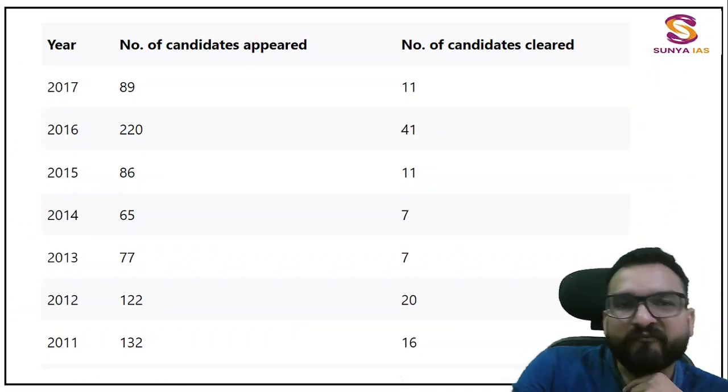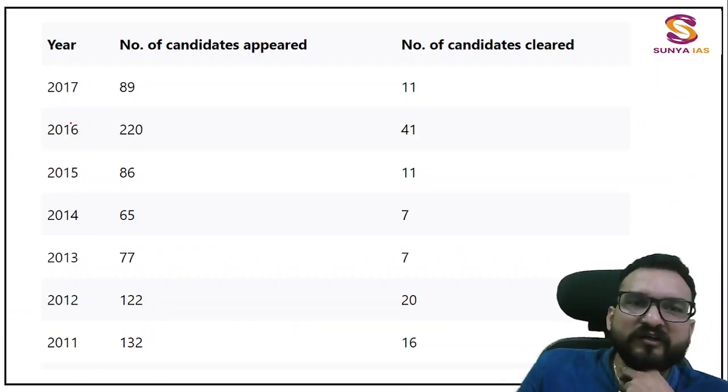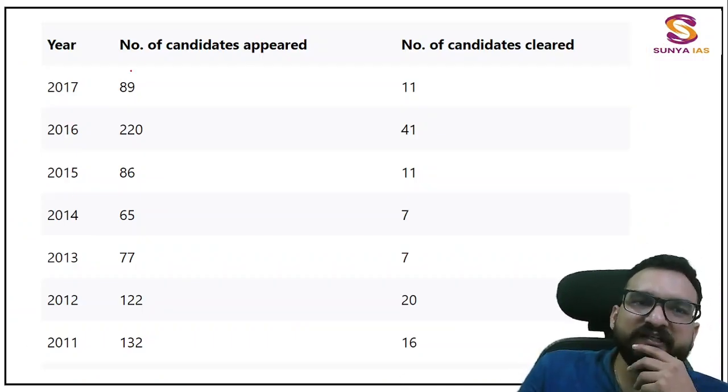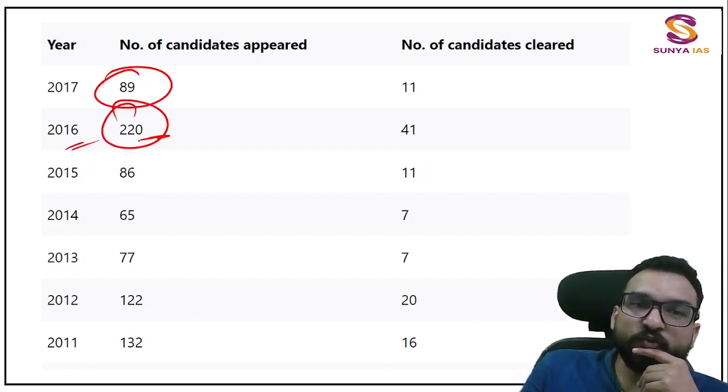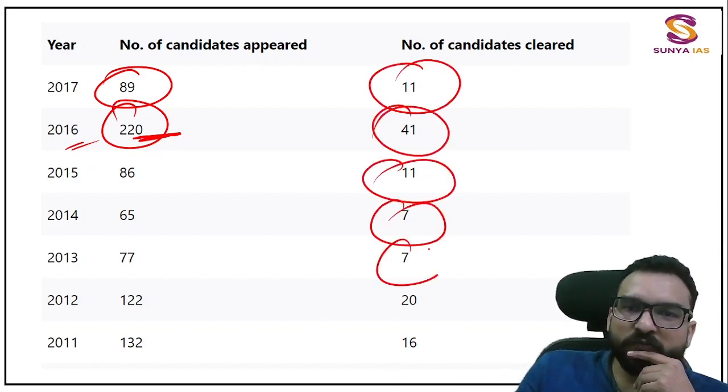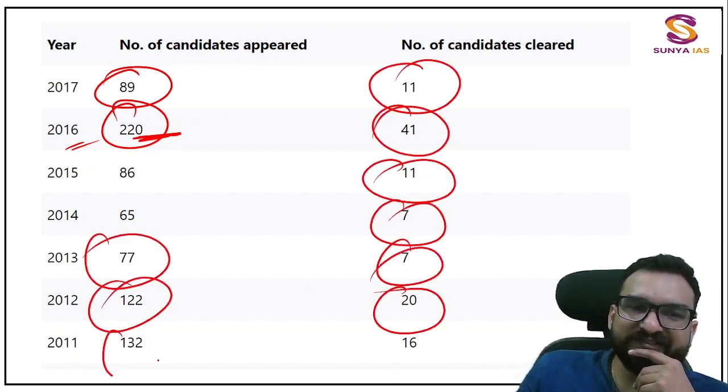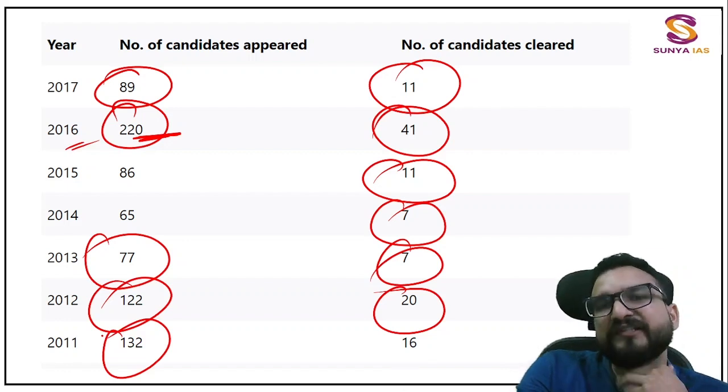Okay, moving ahead. This is one data UPSC published, showing how many candidates are appearing in mains from agriculture. 89 in 2016, 220 students you will see. Cleared means those reaching the interview stage, so the number is less. What this data is showing is that the competition is basically less, right?